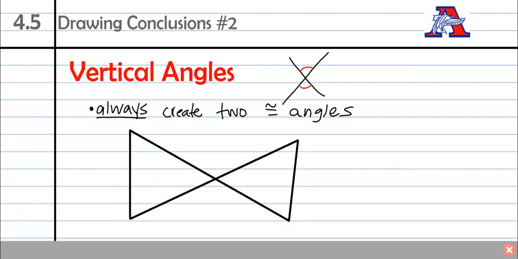So here's an example of what that would look like with triangles. Again, I'll add some letters here. We'll go A, B, C, D, and E. And we have these two angles right here that are across from each other. Those are our vertical angles. So at that point, we could say that angle ACB is congruent to angle ECD.